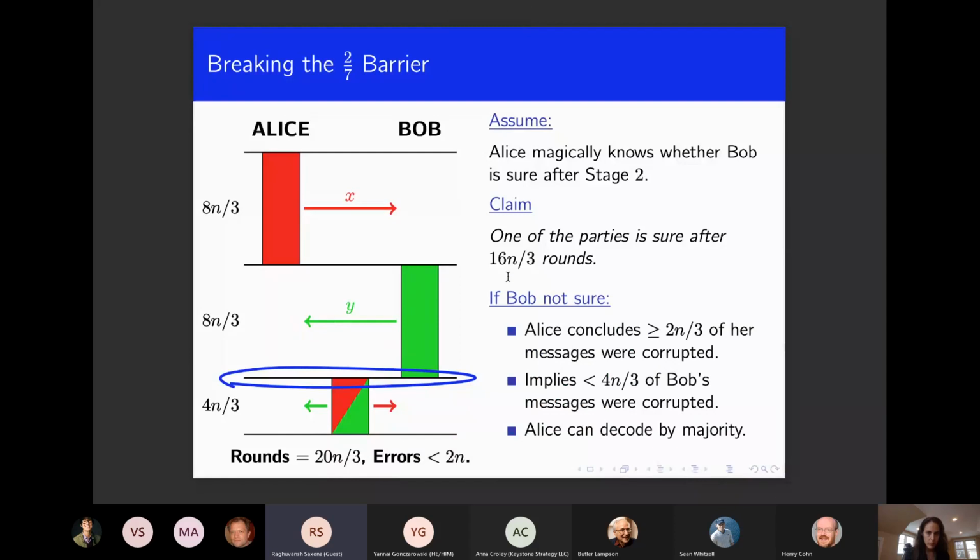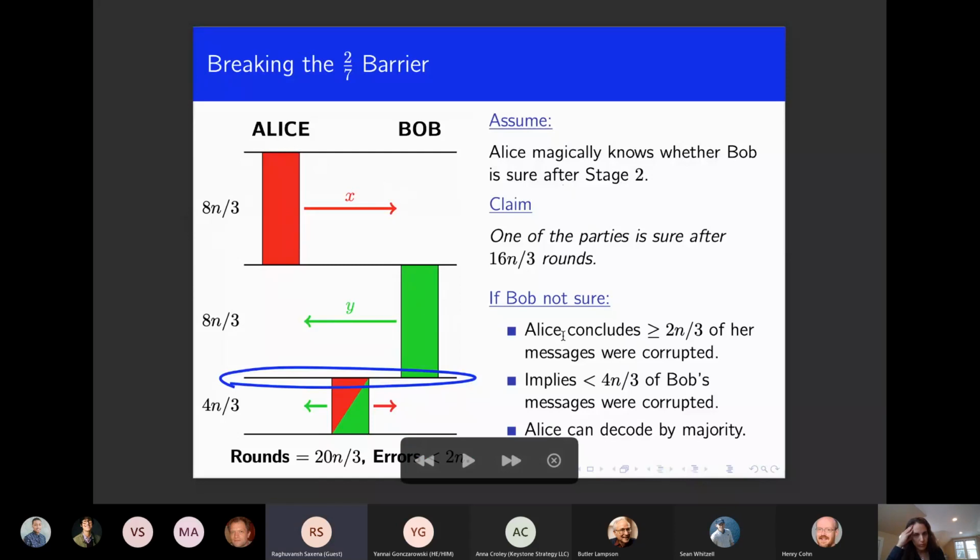If Bob is sure, then there's nothing to be done. If Bob is sure after 16n/3 rounds, we are done. If Bob is not sure, then we have this assumption of magical feedback. And this means that after these 16n/3 rounds, Alice knows that Bob is not sure. So she can conclude that Bob did not receive 2n copies of any message. And therefore, she can also conclude that at least 2n/3, which is 8n/3 minus 2n, copies of her messages were corrupted. Because if not, then Bob would have received 2n copies and he would be sure.